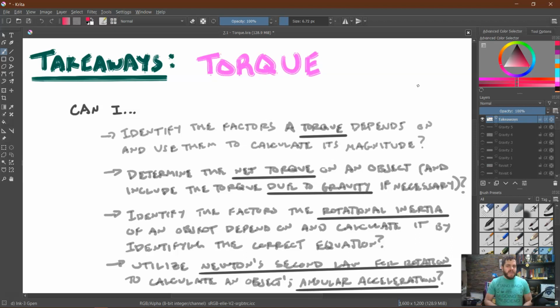Can we identify the factors that the rotational inertia of an object depends on, specifically its mass and the distance that mass is from the axis of rotation? And can we find the correct equation for a particular object and plug in the appropriate numbers to figure out what that value is? And lastly, can we utilize Newton's second law for rotation, specifically alpha is equal to net torque over the rotational inertia, to calculate an object's angular acceleration and find out, is it starting to rotate, stopping, speeding up, slowing down, etc.?